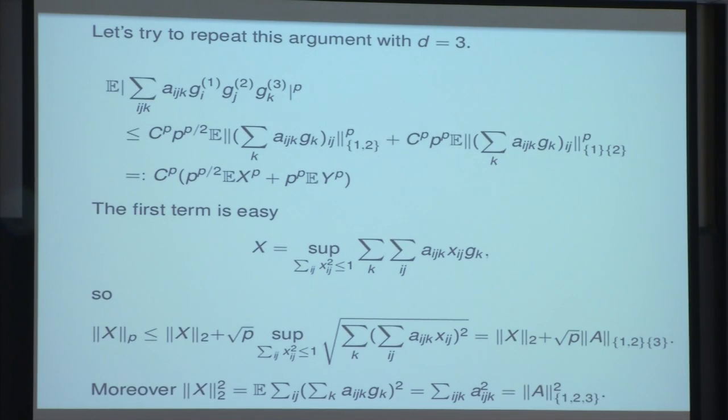OK, so let's try to repeat this argument for d equal to 3. And don't worry, I'm not going to d equal to 4. It will be notationally already quite involved here. But the beginning is quite easy. So our random variable we are interested in is just a trilinear form. And let's apply the Hanson-Wright inequality for d equal to 2 to G1 and G2, treating G3k as fixed. OK, so what did we have there?